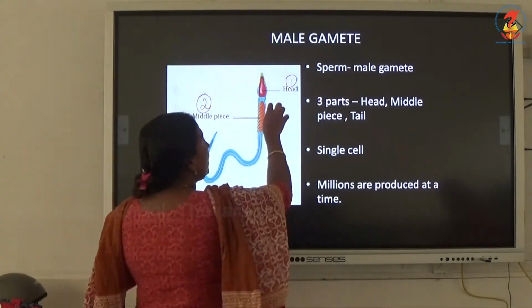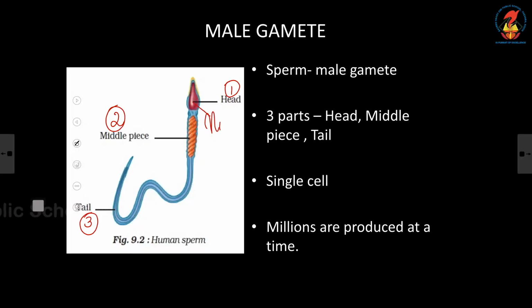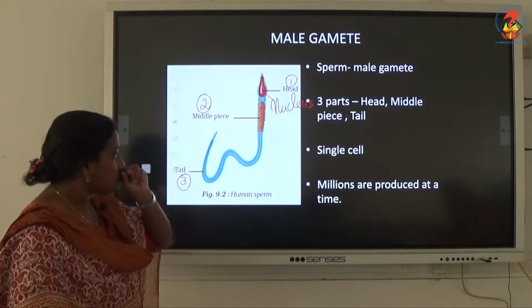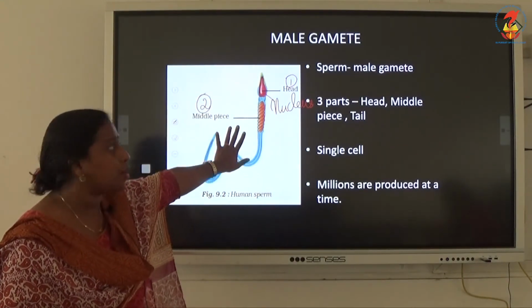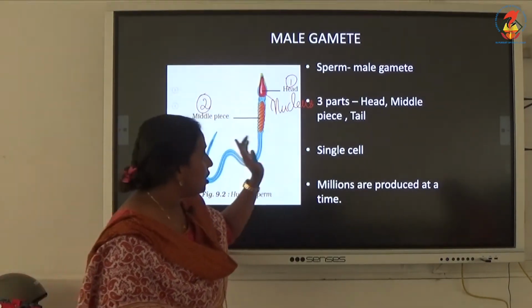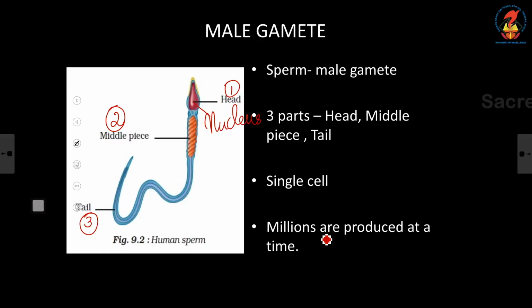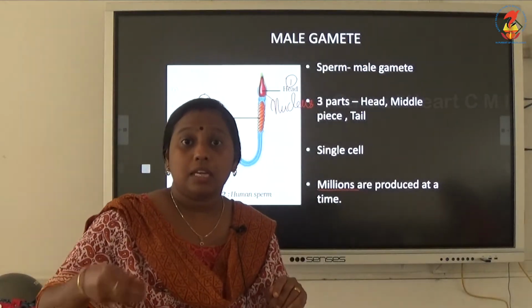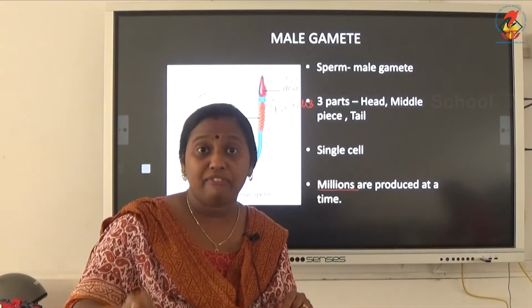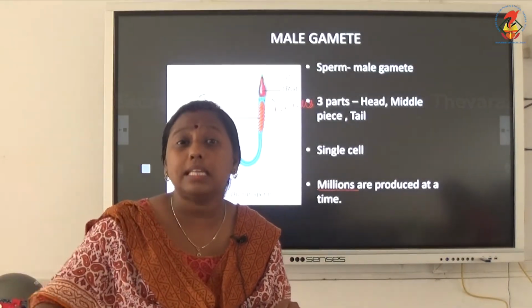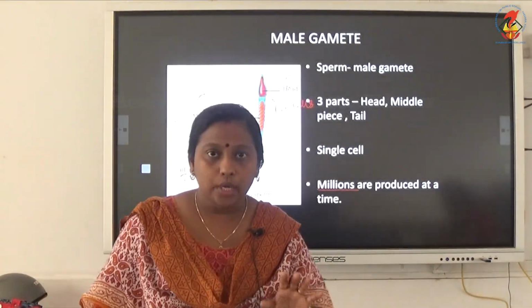Inside the head you will get a nucleus. A single nucleus you can get inside the head. Now the second part is the middle piece, then comes the tail. So these are the 3 parts of a human male gamete. Now at a time millions of sperms are produced from the testes. There is a pair of testes actually, 2 in number. From every testis millions of sperms are released every time.